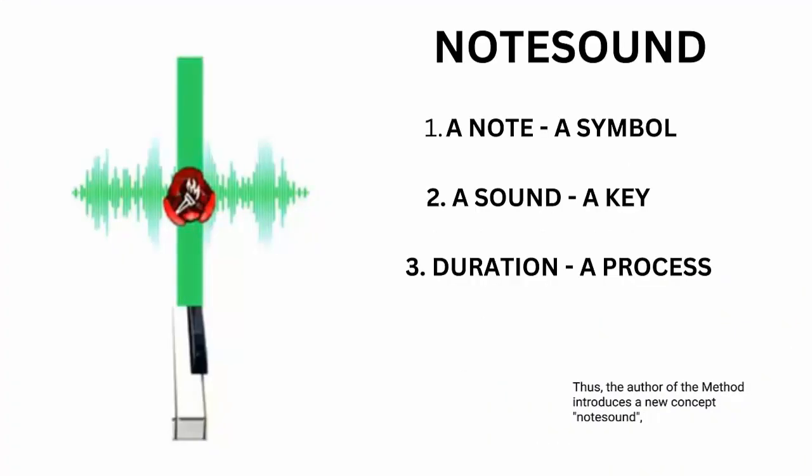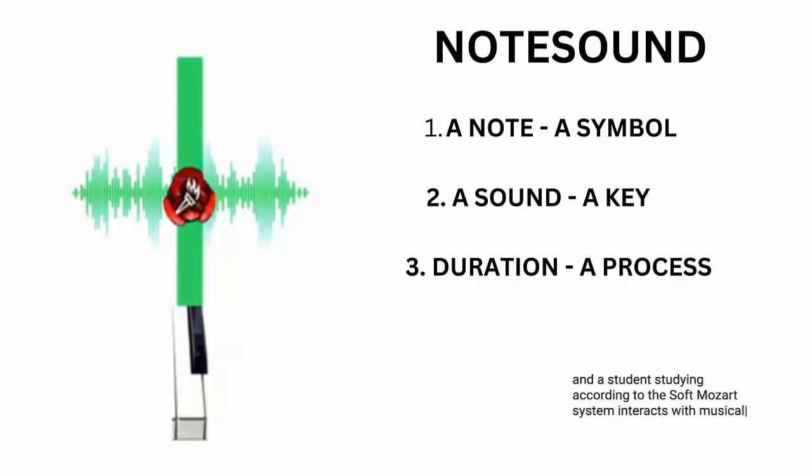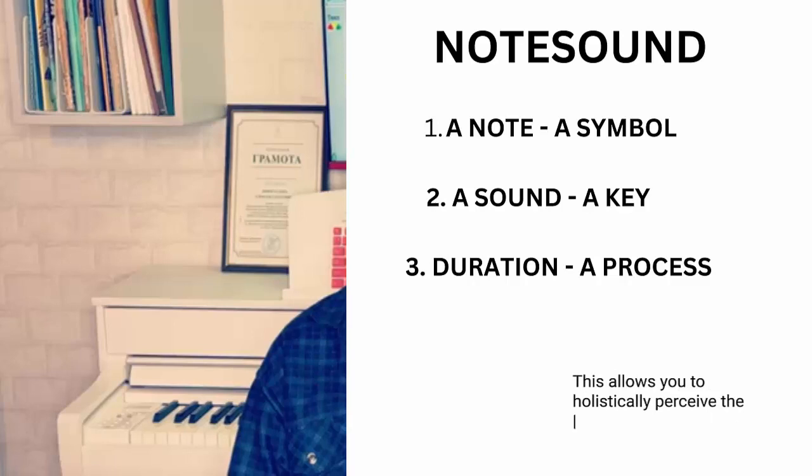One of the key principles of the Heiner method, the creator of the Soft Mozart system, is the representation of note, sound and duration in a trinity. Thus, the author of the method introduces a new concept, note sound, and a student studying according to the Soft Mozart system interacts with musical notation. This allows you to holistically perceive the entire musical system, which includes the music staff consisting of treble and bass clefs, the piano keyboard and the actual sound.